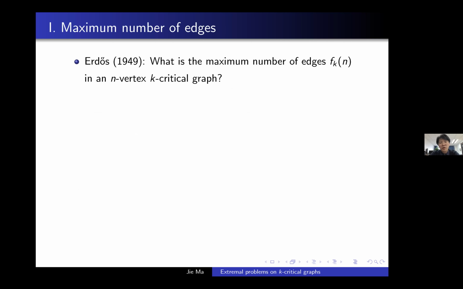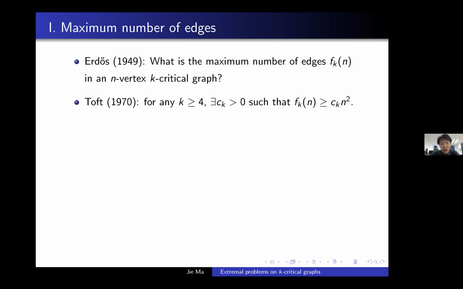Now let's look at, I think, the most interesting question and extreme problems in terms of k-critical graphs. This is also, if we read the literature, the first problem on k-critical graphs. Dirac mentioned the concept of k-critical graphs to Erdős, and Erdős's first reaction was to ask what is the maximum number of edges. So we define the maximum number of edges in an n-vertex k-critical graph to be f_k(n).